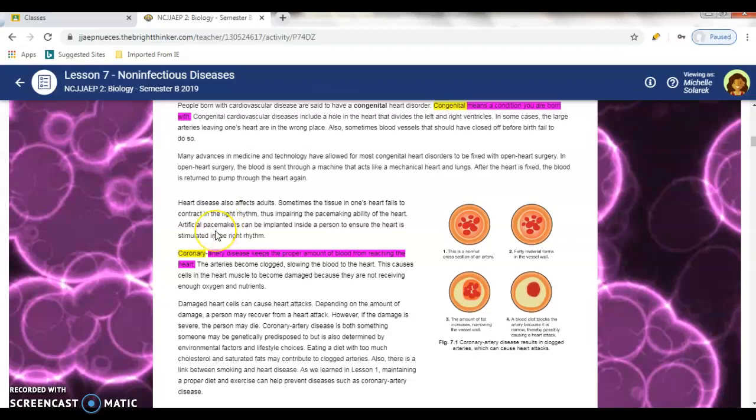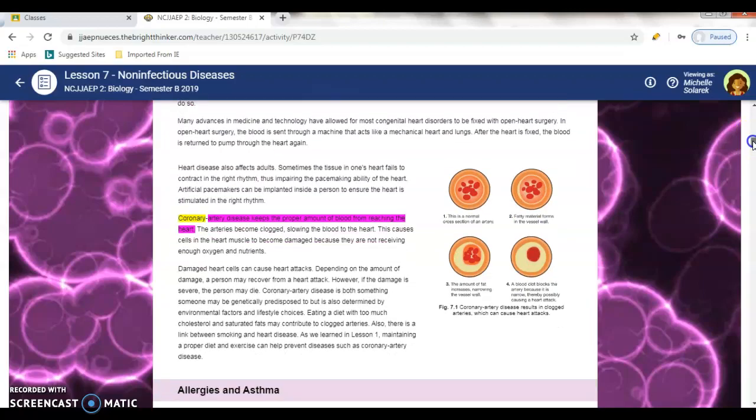So next we have coronary artery disease, which keeps the proper amount of blood from reaching the heart. This is also known as being a clogged artery that slows down the heart and could damage it, and also results in the heart not receiving enough oxygen or nutrients.